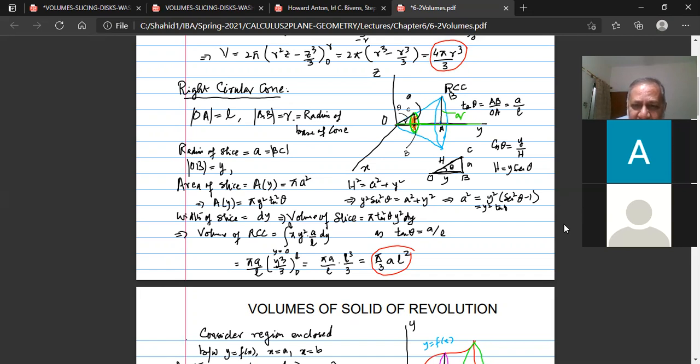That means when I cut a slice, I have to cut perpendicular to the y-axis. When I cut a slice, the width of the slice will be dy, and the area of the slice, the orange part, is just the area of a circle, which is pi a squared, where a is the radius of the circular slice. So the area of the slice, which has to be a function of y, currently is pi a squared. a is the radius of this slice. But as I move along the y-axis, this radius will change. How it will change, that I have to understand.